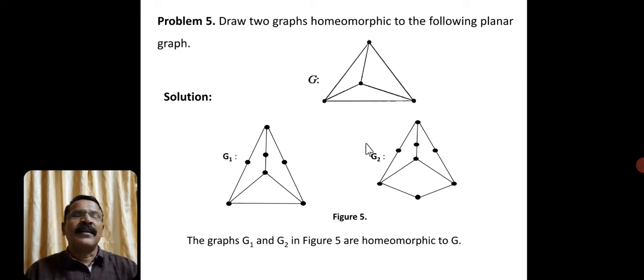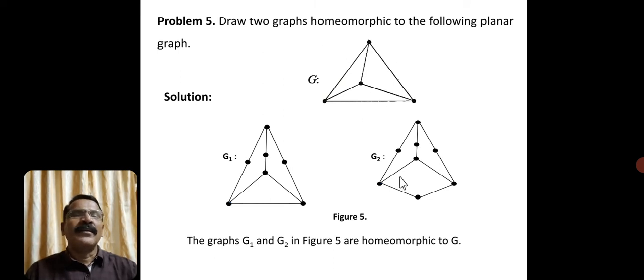This is the other graph, the same graph we have considered. The thing is that this edge is deleted. Instead of that, one vertex is added. Then this vertex is joined with the end vertices of the edge which you have deleted. It implies indirectly you are introducing one more vertex between this edge. So therefore, these two graphs are homeomorphic with the given graph G.